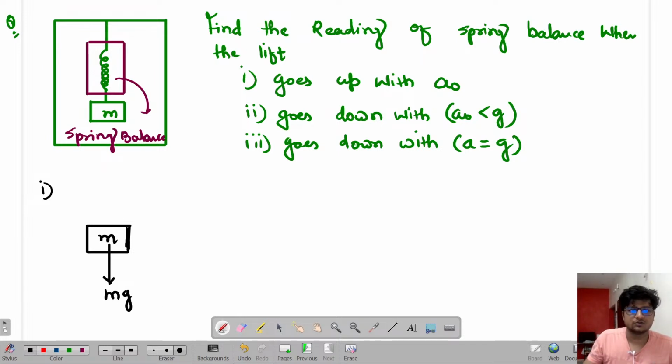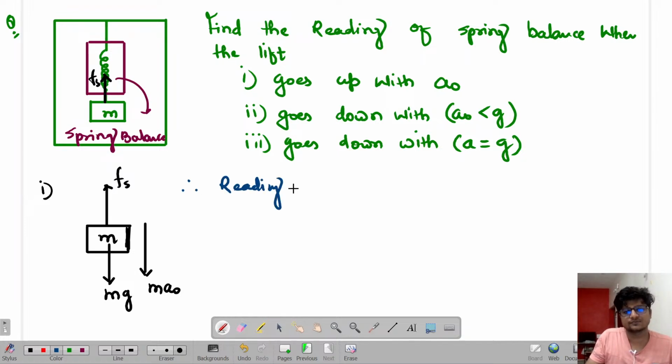And in the accelerating frame, its weight is how much? Mg. Now, away from the body towards the point of contact, the spring force will always act in which direction? For the mass m, it will be acting in the upward direction. So this is my spring force direction, correct? Now, if the lift goes with acceleration a naught, then the mass m will feel a pseudo force in the accelerating frame, and that is going to be m a naught.